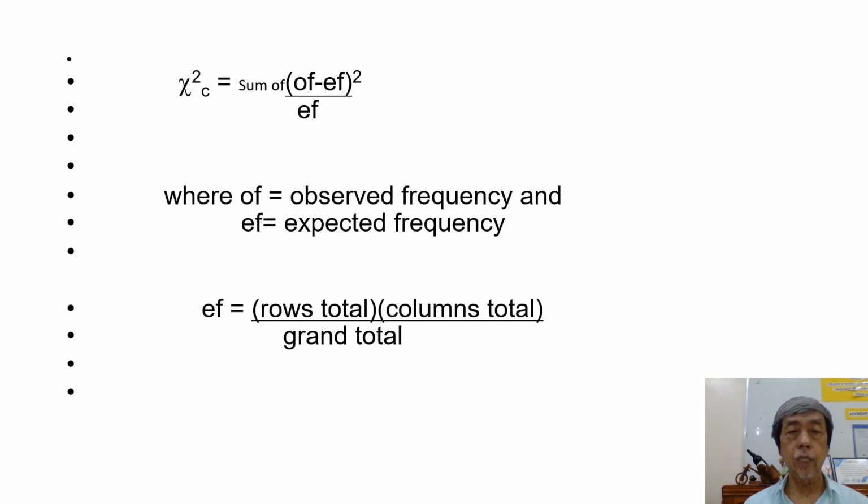The computed chi-square is the sum of the square of OF minus EF divided by EF, where OF is the observed frequency and EF is the expected frequency. EF is equal to rows total times columns total divided by grand total.